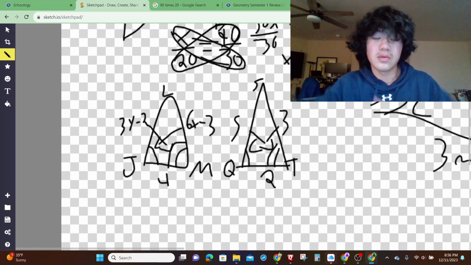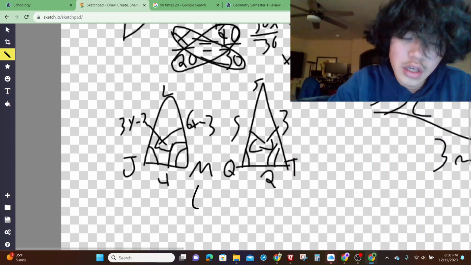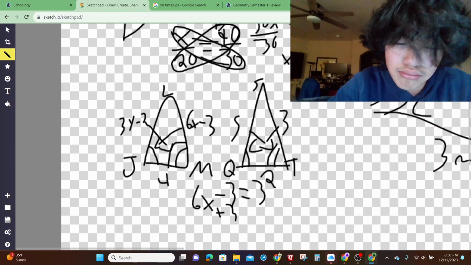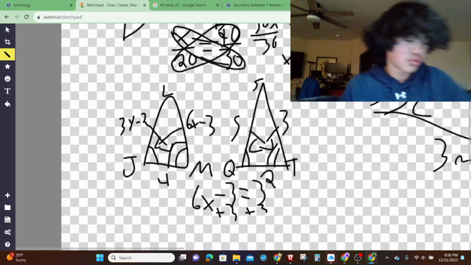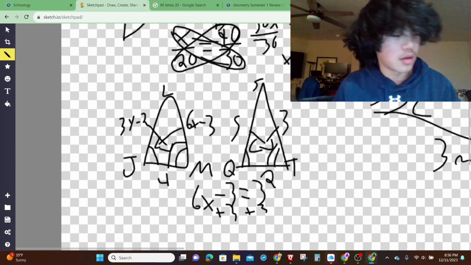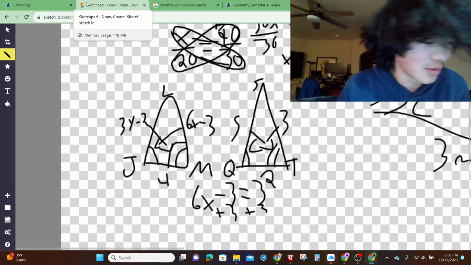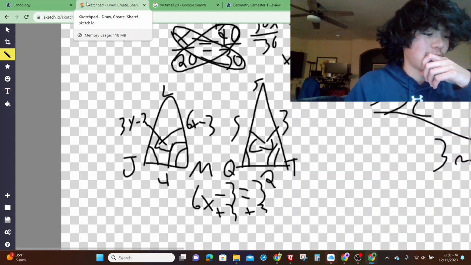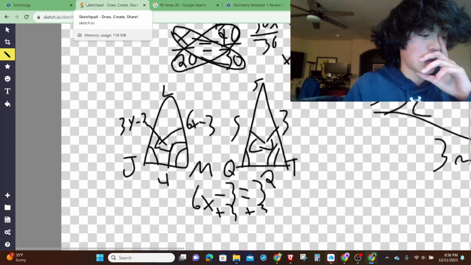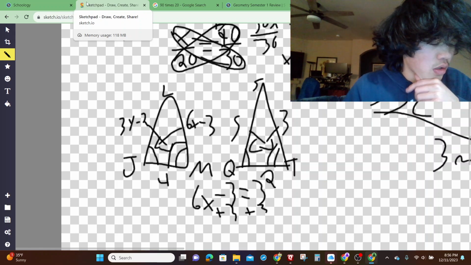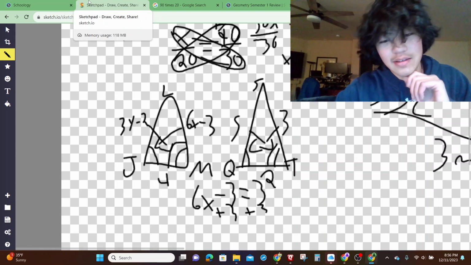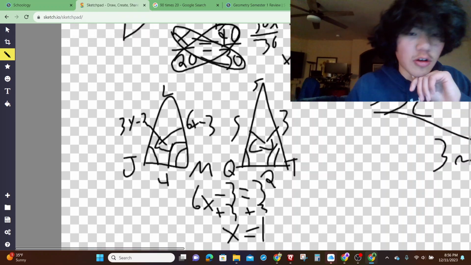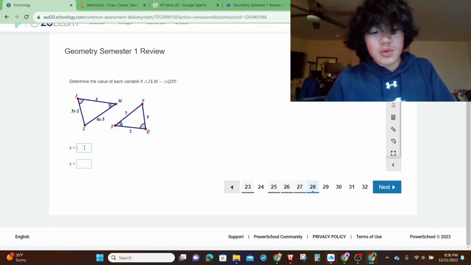And since these two have those little marks, we do 6x minus 3 equals 3, plus 3, plus 3. X equals 1. Brilliant. Never mind, it isn't. Actually, it is. I don't even know. Yeah, it is. Brilliant mind. X equals 1. Great. X equals 1. Good job.